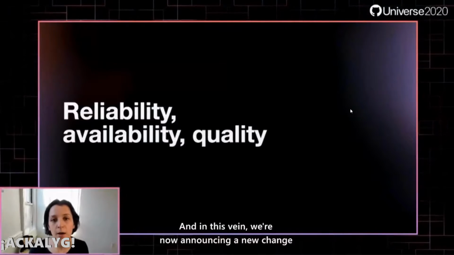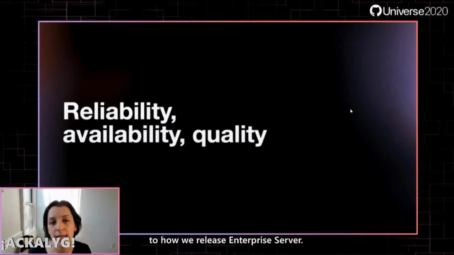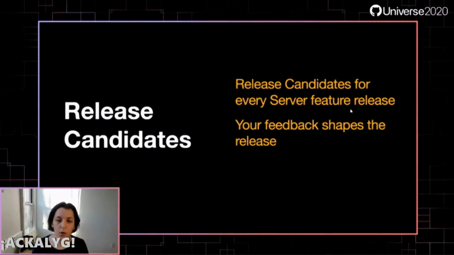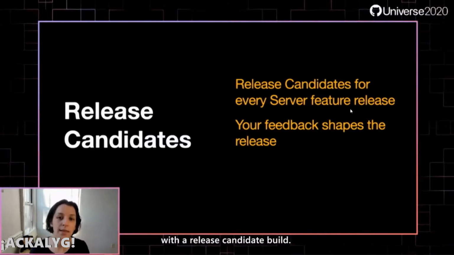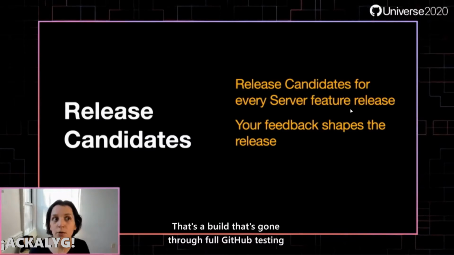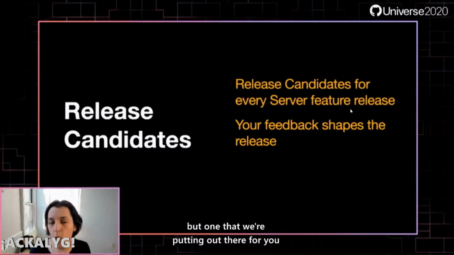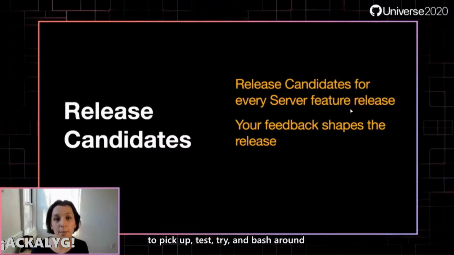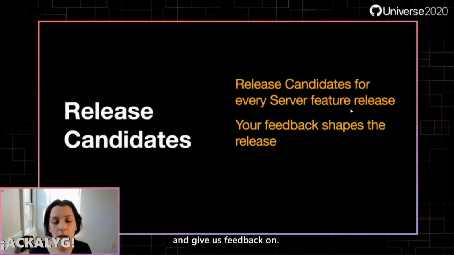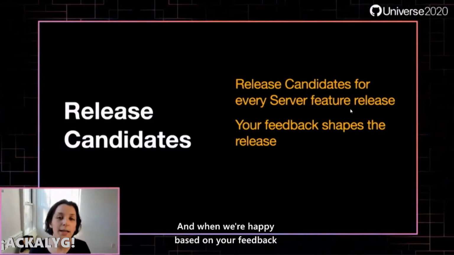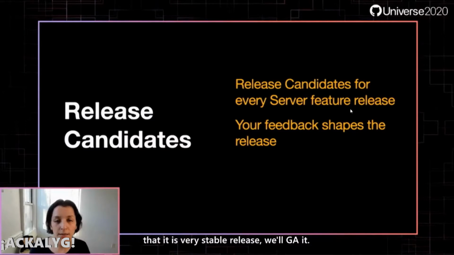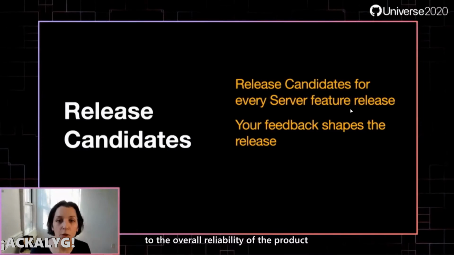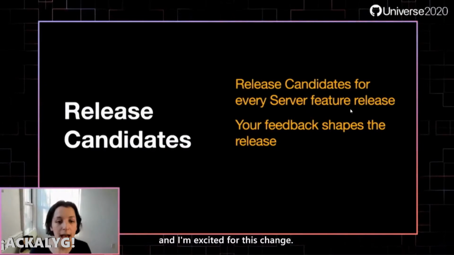And in this vein, we're now announcing a new change to how we release Enterprise Server. So from Enterprise Server 3.0, we will start every feature release with a release candidate build. That's a build that's gone through full GitHub testing, but one that we're putting out there for you to pick up, test, try, bash around, and give us feedback on. And when we're happy based on your feedback that it is a very stable release, we'll GA it. I think this is going to make a big difference to the overall reliability of the product, and I'm excited for this change.